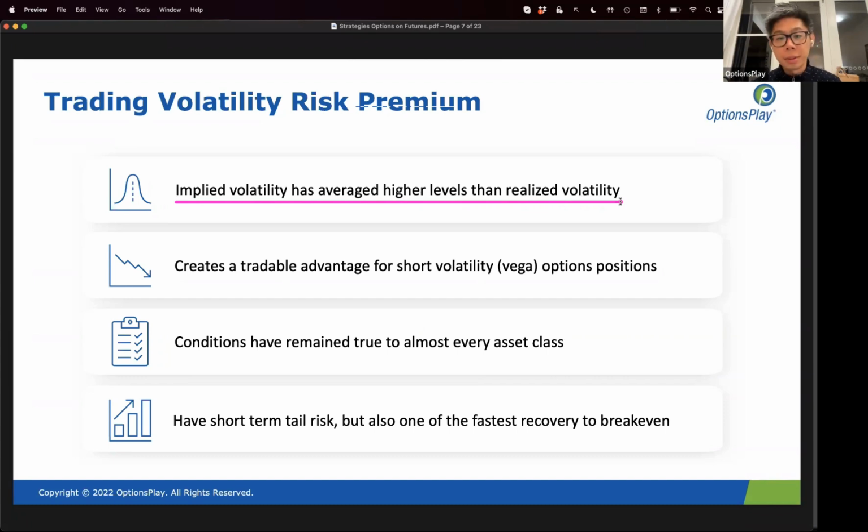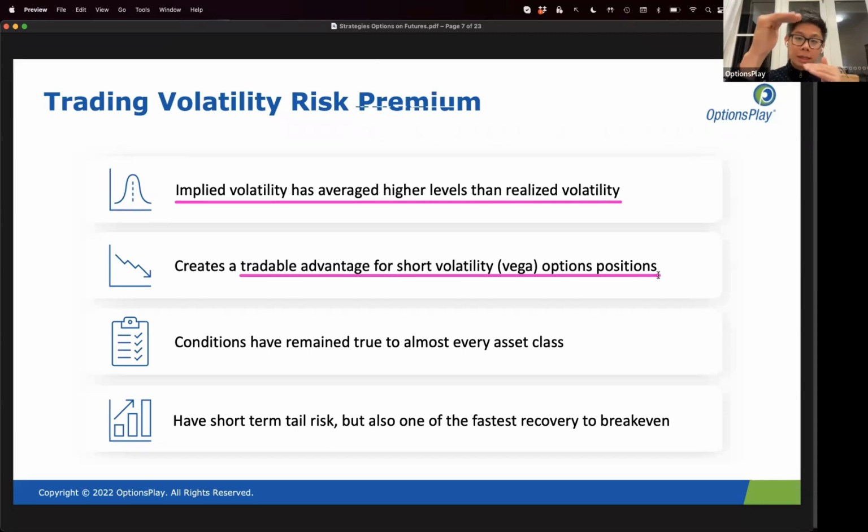Now, there's a ton of debate around why this is the case, but I don't think why is necessarily important. The important part is the what, and the what is the fact that implied volatility has averaged higher levels than realized volatility. And we're going to talk about why this is important and how you can use this to your advantage, because the fact that implied volatility averages a higher level than realized volatility creates what we consider a tradable advantage for short volatility options positions, because by the time you get to expiration, what is expected in terms of volatility will converge to what is the actual volatility, because at expiration, the implied will become the realized.